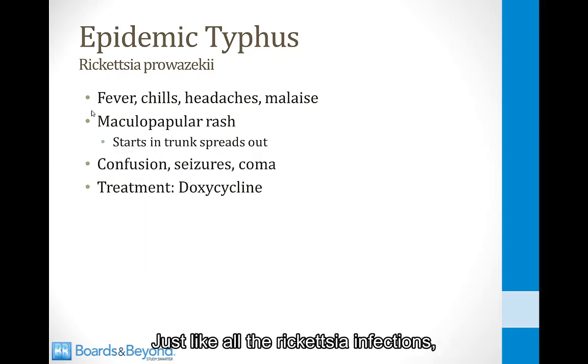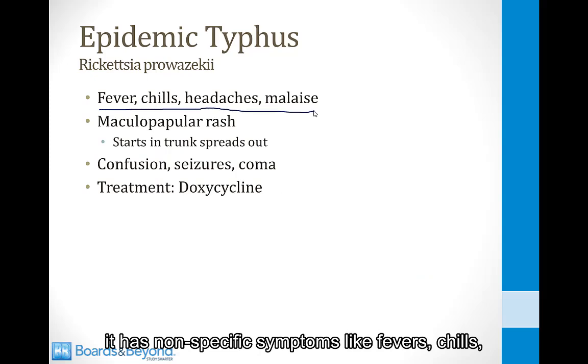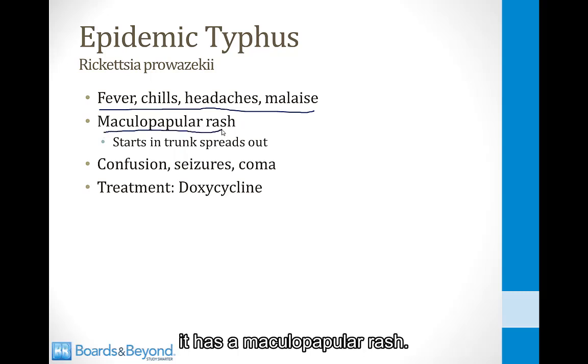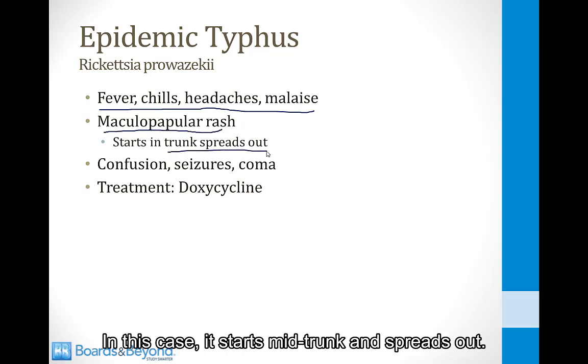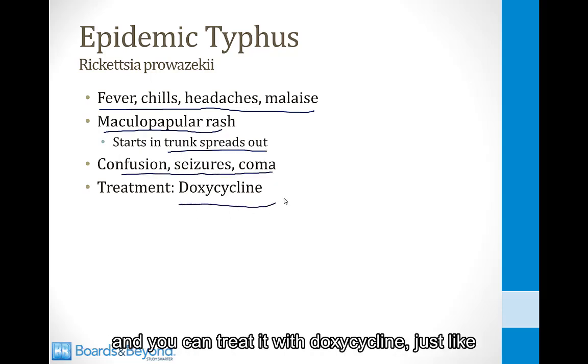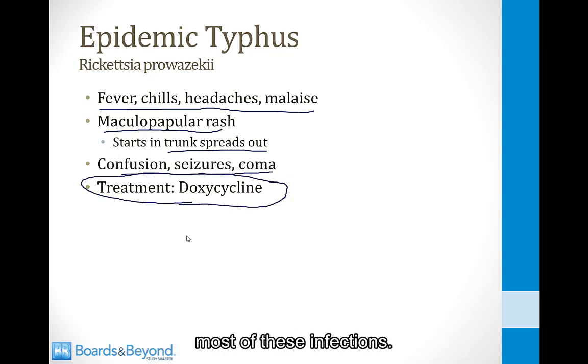Just like all the rickettsia infections, it has nonspecific symptoms like fevers, chills, headaches, and malaise, and just like all rickettsia species, it has a maculopapular rash. In this case, it starts in the trunk and spreads out, and it can progress to confusion and seizures and coma, and you can treat it with doxycycline just like most of these infections.